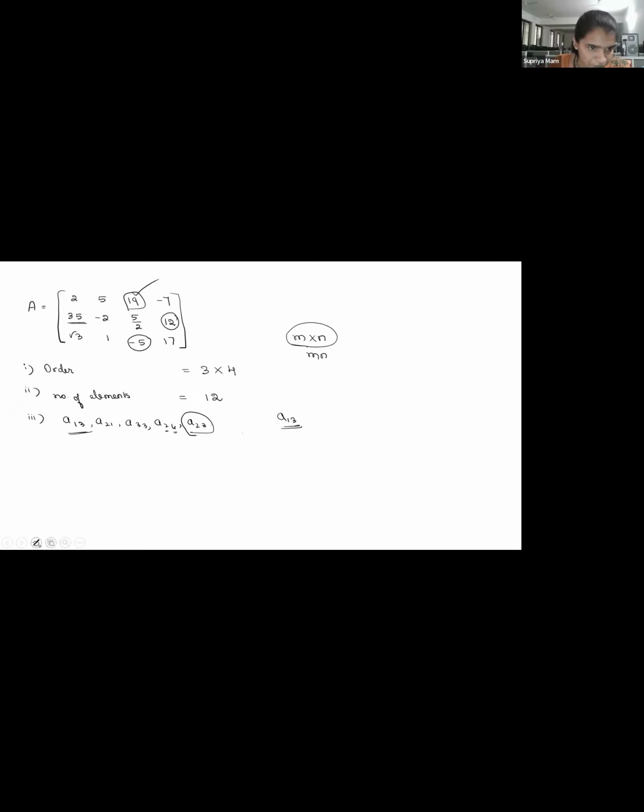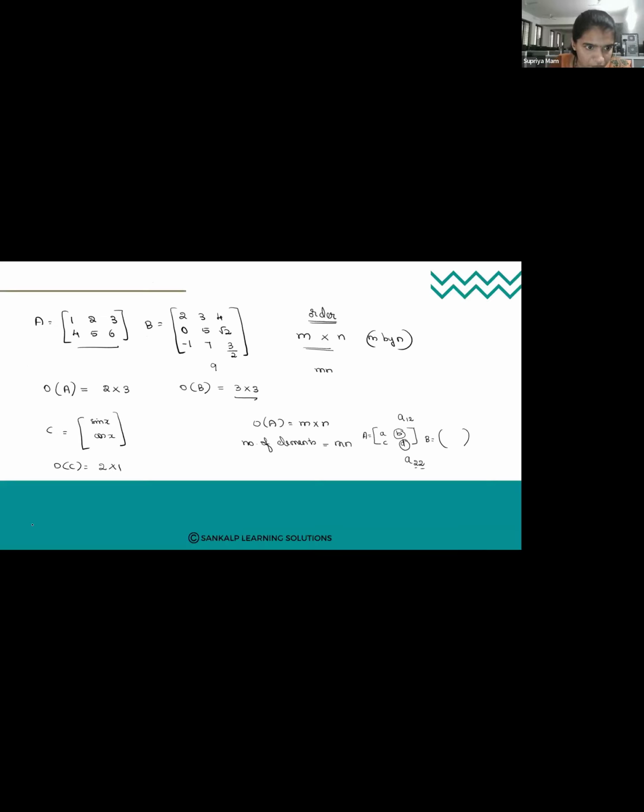One more example. Consider one example. If a matrix has 24 elements, write down what are the possible orders it can have?